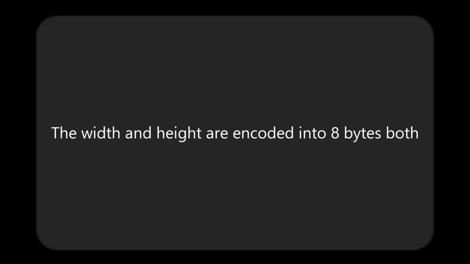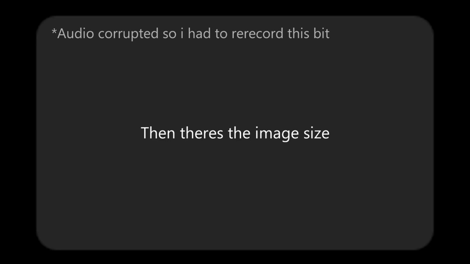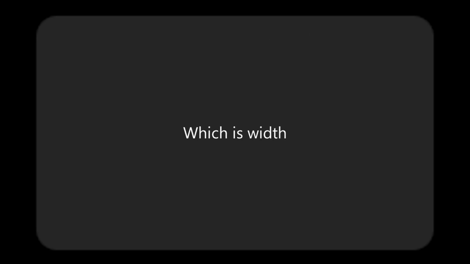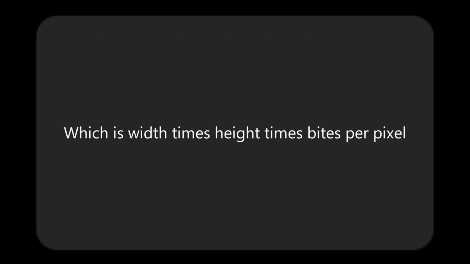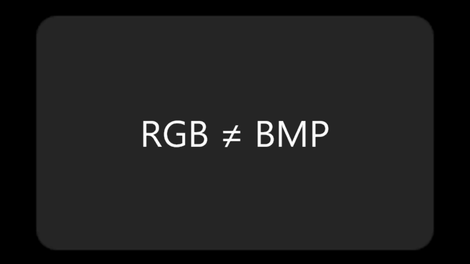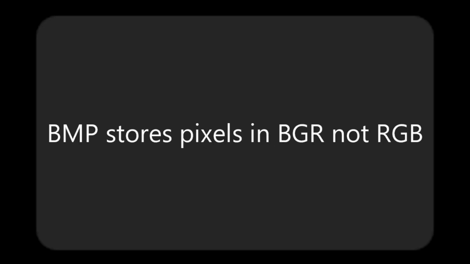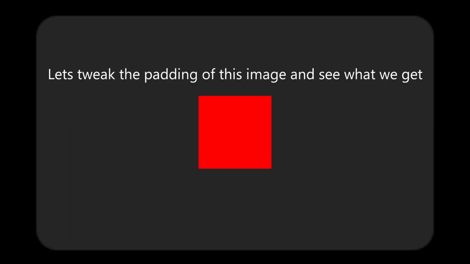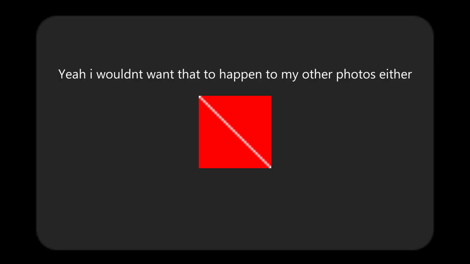Now we have the second header, which is a bit bigger, so I will only go into detail for the bytes that matter. The width and height are encoded into 8 bytes. Then there's the image size, which is width times height times bytes per pixel. My RGB example earlier was 3 bytes per pixel. The big difference between BMP and RGB is BMP stores pixels in BGR, not RGB. Each row of pixels must be a multiple of 4 bytes. Let's tweak the padding of this image and see what we get. Yeah, I wouldn't want that to happen to my other photos either.